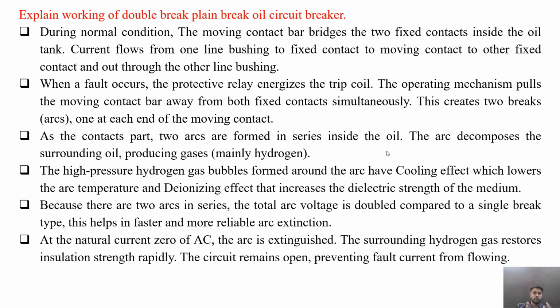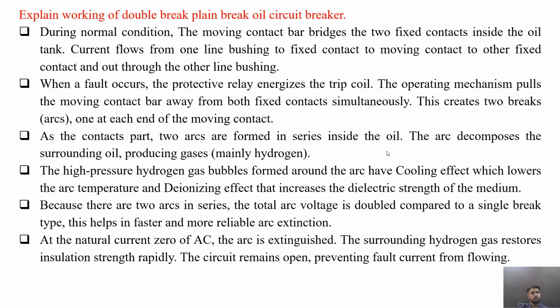Explain the working of a double break, plain break, oil circuit breaker. As per the construction, it has two different porcelain insulators, or bushings, supporting the two conductors, and a central insulating rod is connected which operates the moving contact. During the normal condition, the moving contact bar bridges the two fixed contacts inside the oil tank. Current flows from one line bushing to the fixed contact, to the moving contact, to the other fixed contact and through the other line bushing. Now when a fault occurs, the protective relay energizes the trip coil.